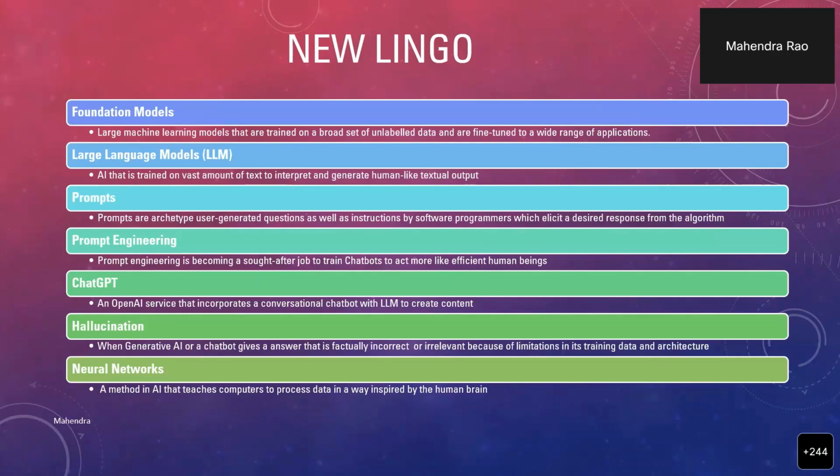Everybody knows that ChatGPT is an OpenAI service which was released last November, and which works on large language models to create content. Hallucination is something we see whenever we get information from ChatGPT; it is generally factually incorrect or irrelevant, because of how the large language models have been trained. It is simple: think about our child. The way you train a child, if you say something about a particular object, yes, this is an apple, that is how you train it.